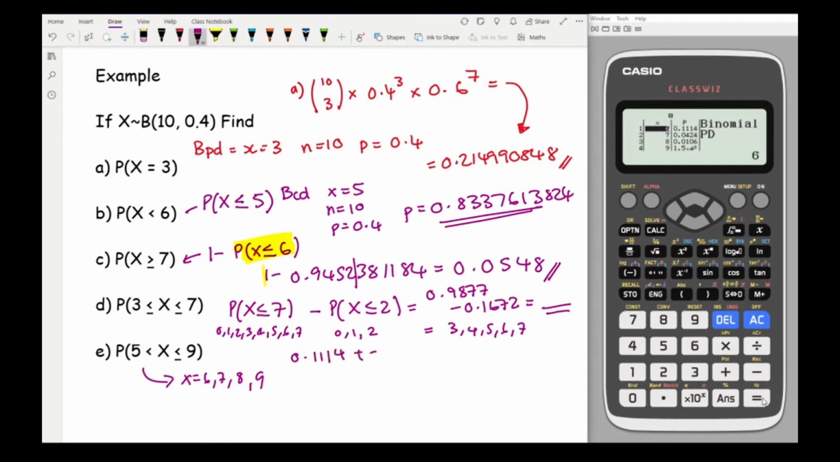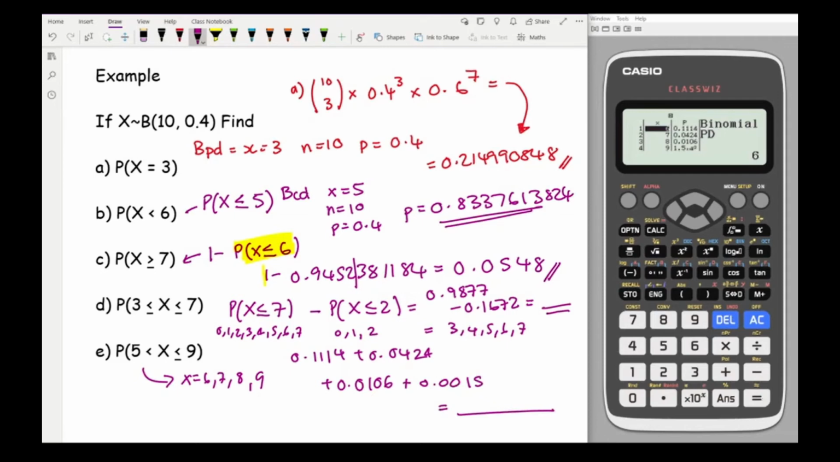0.1114 plus 0.0424 plus 0.0106 plus, and again if it's working out, I could enter it as 1.5 times 10 to minus 3, or I could just write it out, so 0.0015, work that out, press equals, and I get the correct answer.